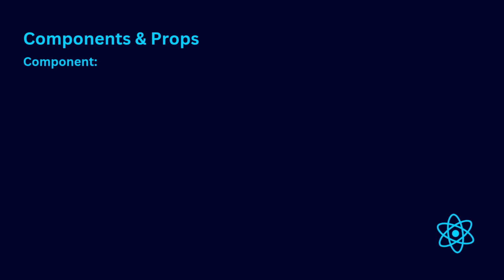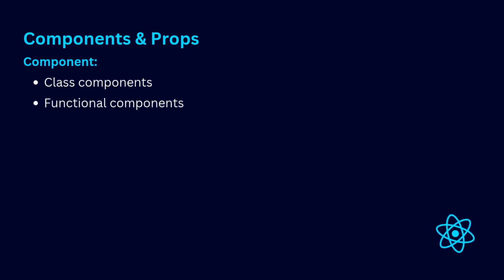There are two types of components in React. First, class components, older and still supported. Second is functional components, modern and widely used in this course. We'll focus on functional components because they are simpler, cleaner, and recommended in most React projects.